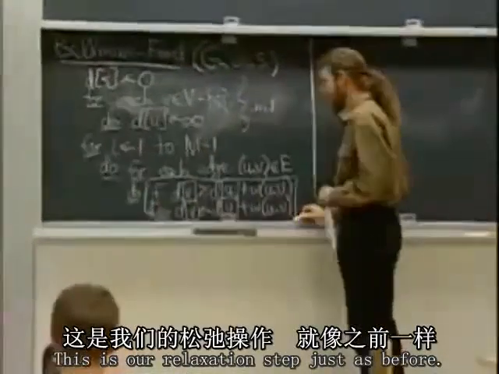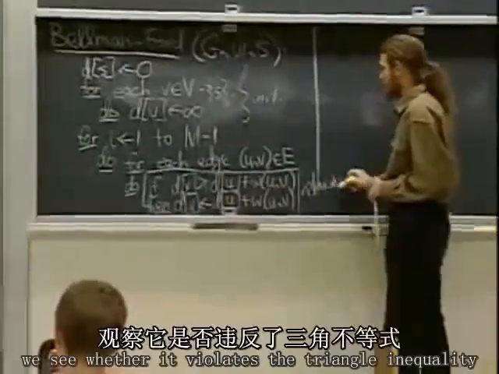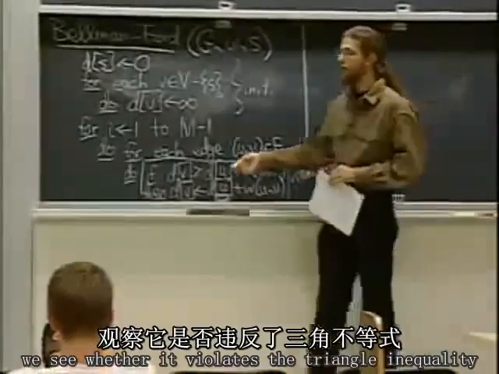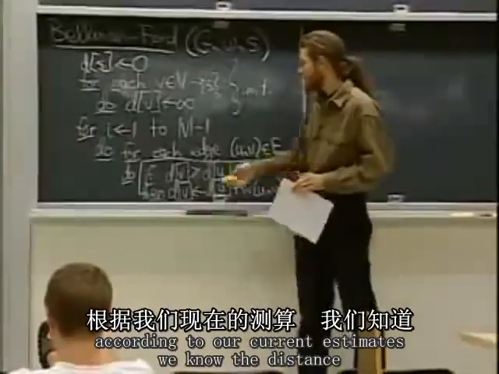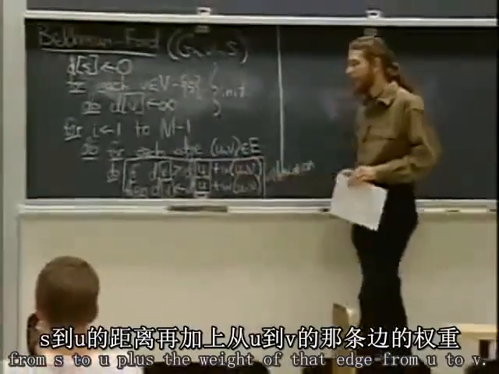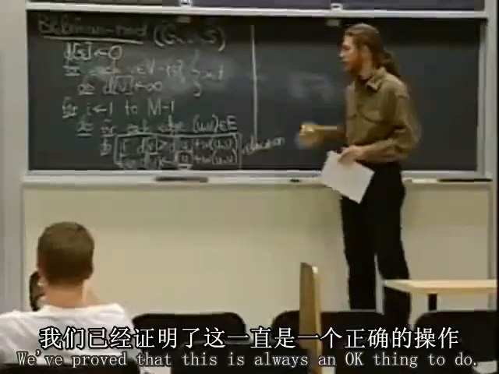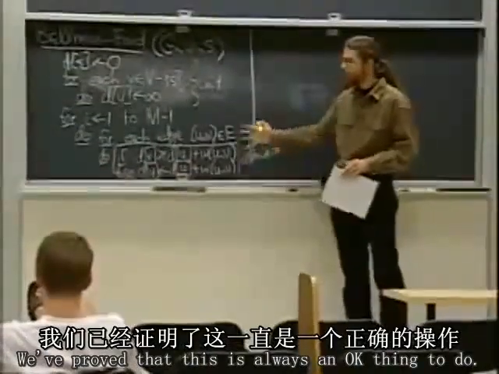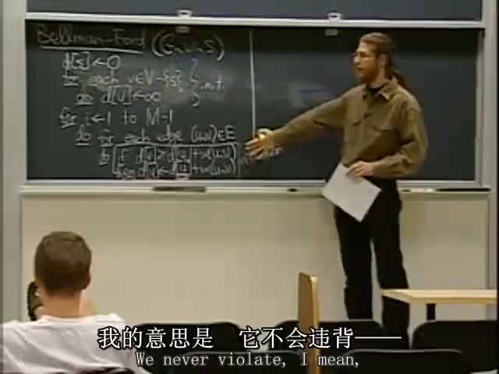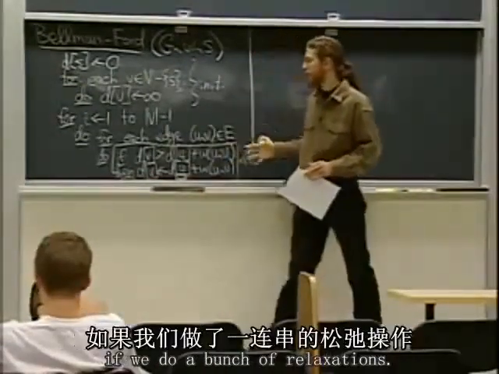This is our relaxation step, just as before. We look at the edge. We see whether it violates the triangle inequality according to our current estimates. We know that the distance from S to V should be at most the distance from S to U plus the weight of that edge from U to V. If it isn't, we set it equal. So we've proved that this is always an okay thing to do. We never violate, these d of v's never get too small if we do a bunch of relaxations.